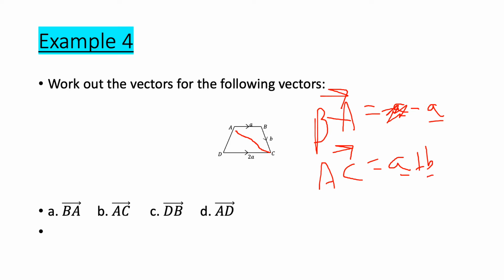Okay, DB. Well, sorry, it should be there. So it's going to be that way and that way. Well, this is a parallelogram, guys. So that way is going to be B, so that's going to be minus B going that way. Okay, so it's minus B plus A. So DB is minus B plus A.